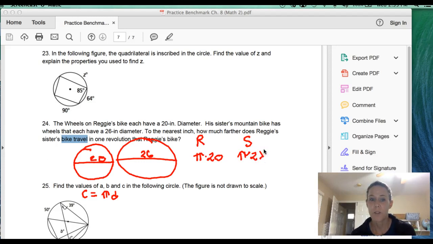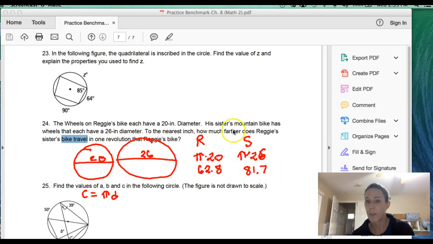Now it asks us to find it to the nearest inch. So we're going to go ahead and multiply out pi and round this. If I do 20 times pi, I'm going to get 62.8 approximately. And if I do 26 times pi, I'm going to get 81.7 approximately. So that's the circumference of the sister's. This is the circumference of Reggie's.